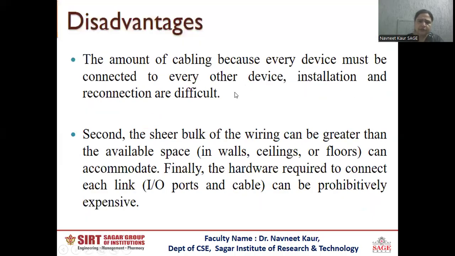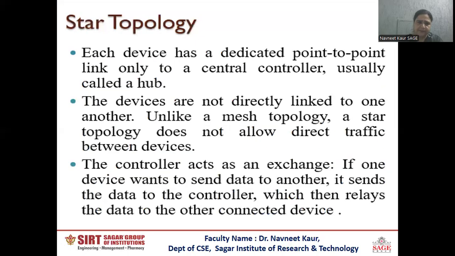Now, coming to disadvantages, because every station is connected to every other station, the amount of cabling connected to every other device is very large. So its installation and reconnection is difficult. Secondly, the sheer bulk of the wiring can be greater than the available space which walls, ceilings, or floors can accommodate. So the hardware required to connect each link, that means input, output ports, and cable, can be very expensive for this network. Now coming to the second topology, star topology.